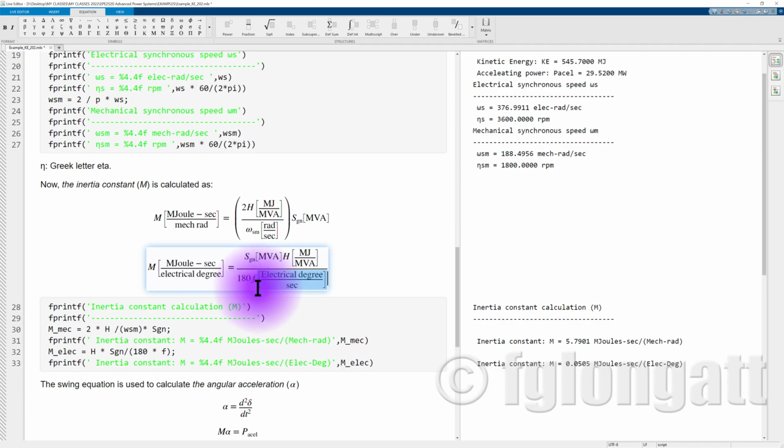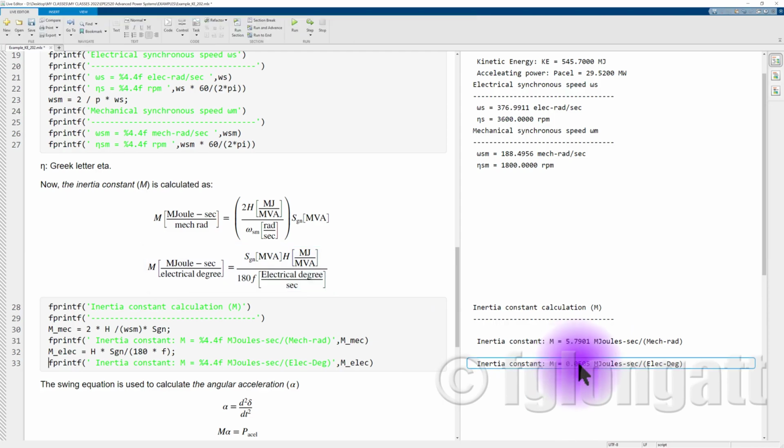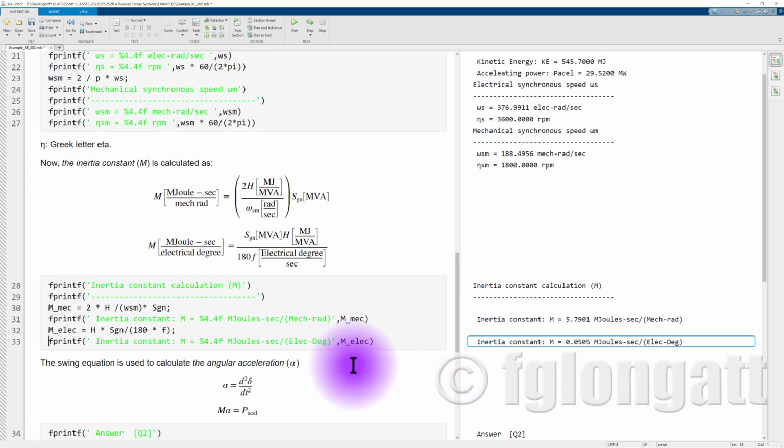And in this example, what I want to show you is that here we have the inertia constant using mechanical radians. In this case it is 5.79 megajoules per second per mechanical radian, and below you can find the inertia constant in the units of megajoule seconds per electrical degree.